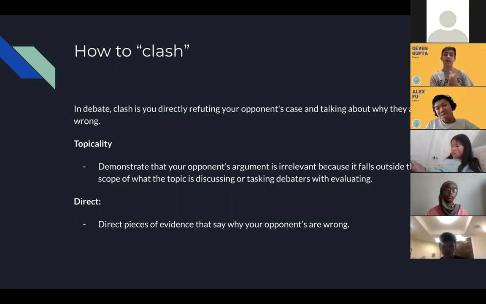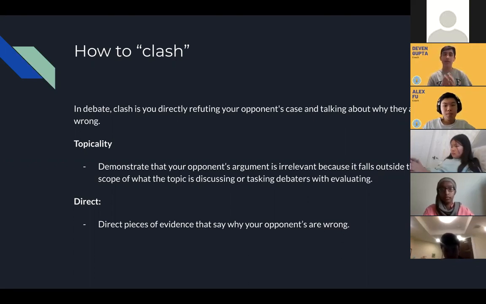Second, direct. The best way that you can respond to a claim is through directly responding to it. And there are a few ways that you can directly respond to it, which I'll get to. These are direct pieces of evidence that say why your opponents are wrong. In the rebuttal, you can have two things. You can have evidence or you can have analytics.